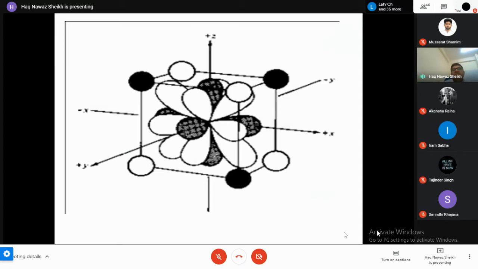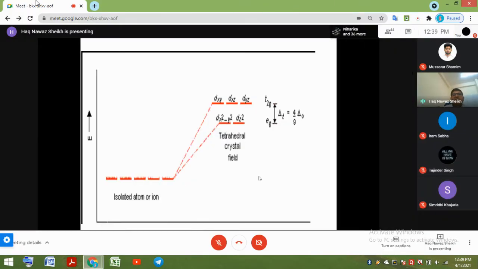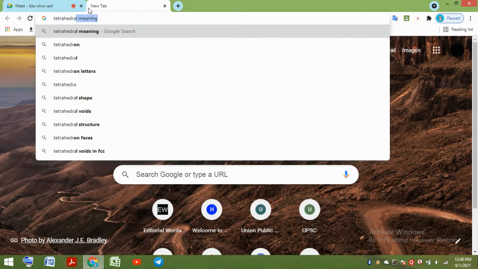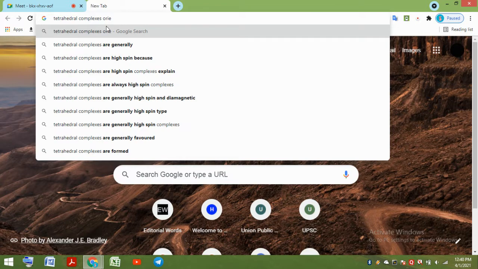ये अपना क्यूब है जिसके alternate corners पे ligand है और बाकी हटा दिए गए। And look at the orientation of the d orbitals, right? So मेरे पास है, this is the dx square minus y square, right? And this is dz square orbital. And look at the dxy, they are passing through the edges, not to the corners of the cube, right? So what is the consequence? Tetrahedral field, this is barycenter, isolated iron atom, then raised to some energy, then dx square minus y square and dz square, they are stabilized, and other three are destabilized.